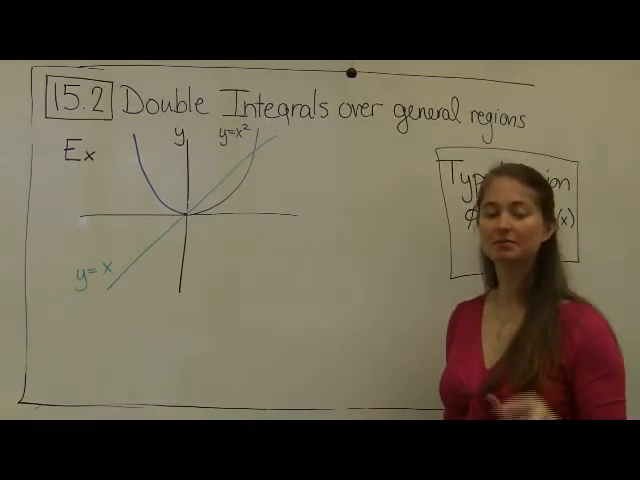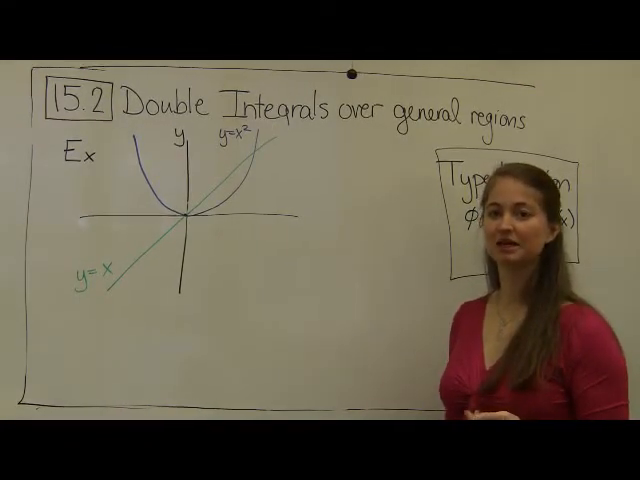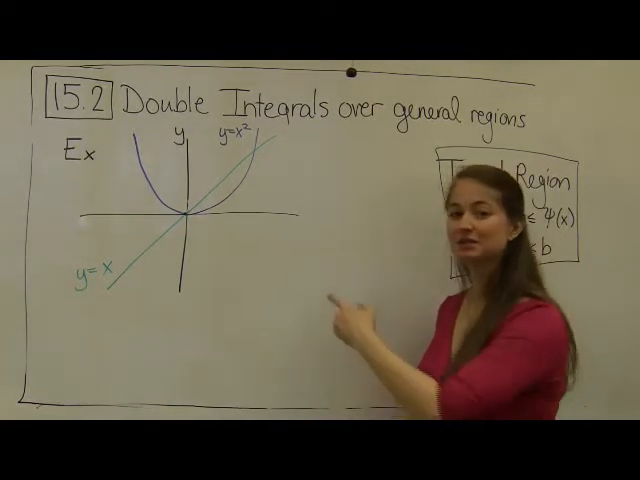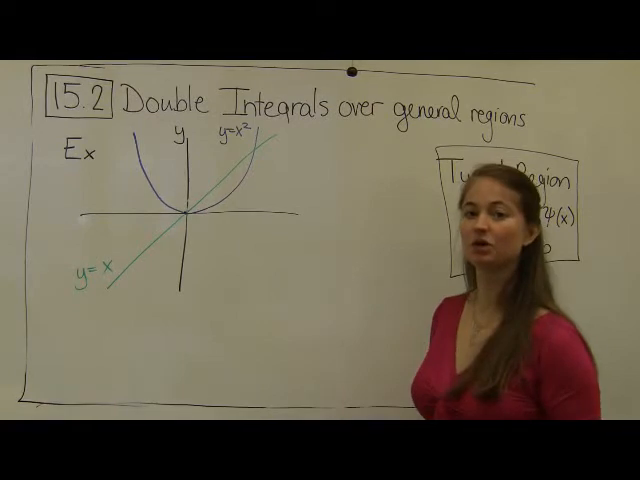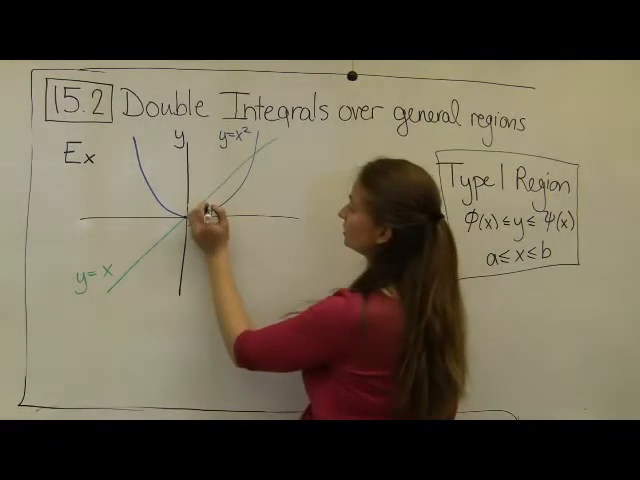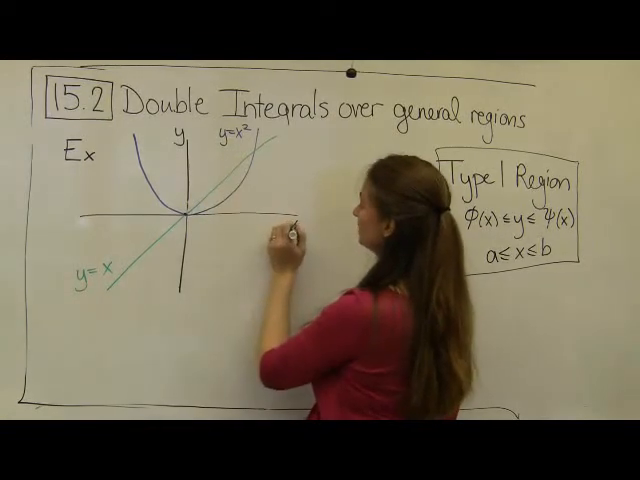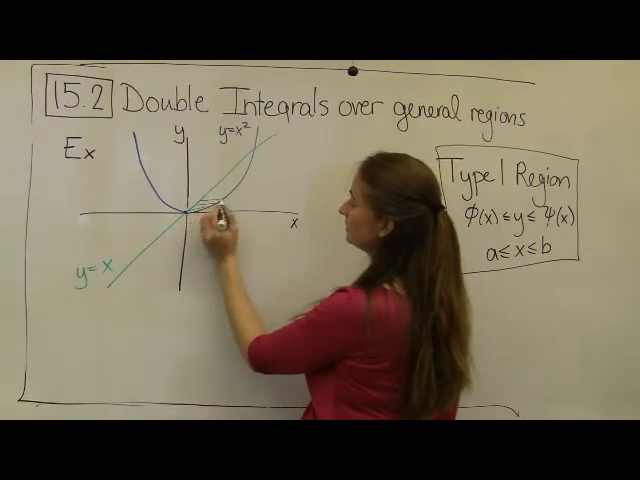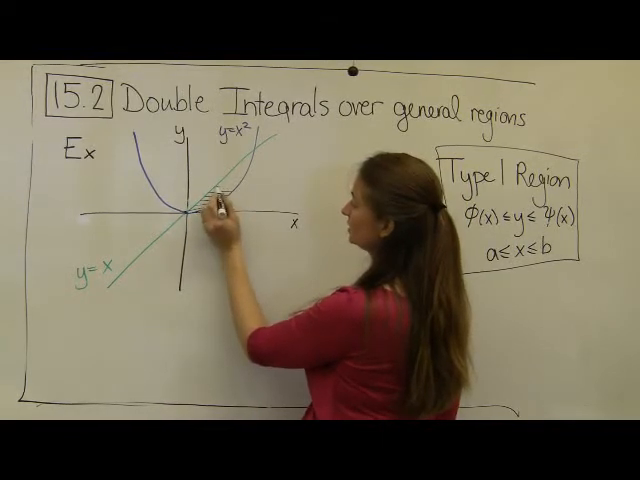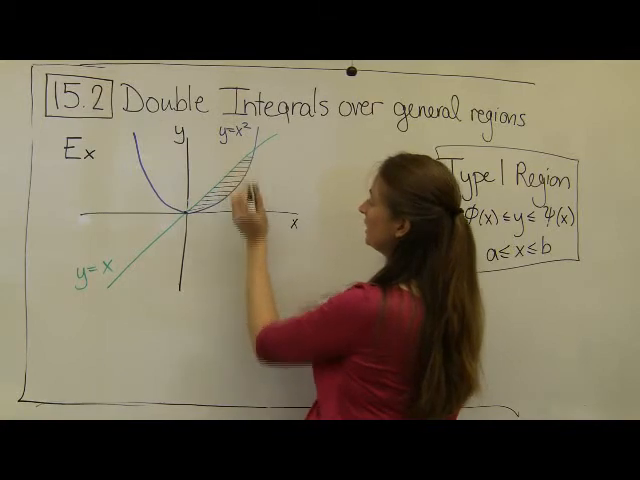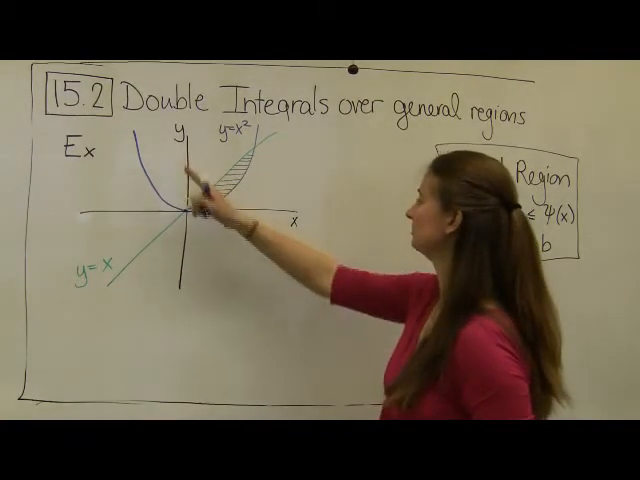So I've done a couple of examples of type 1 regions. Let's take a look at what it means to be a type 2 region. And I'm going to use the same example as we used before, only I'm going to set it up differently. So instead of thinking of these vertical slices and thinking what are the bounds on my y values, I'm going to think of setting up my region so that it's sliced horizontally. And I want to know what are the bounds on my x's and what are the bounds on my y's.